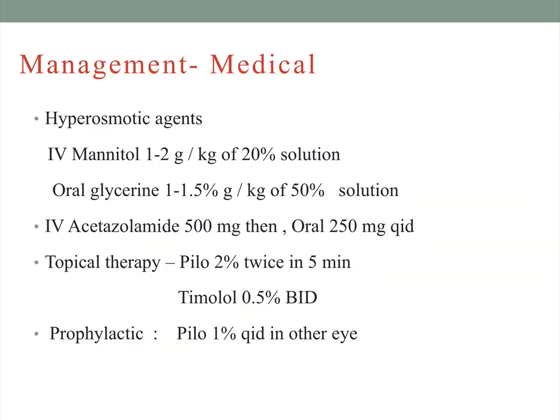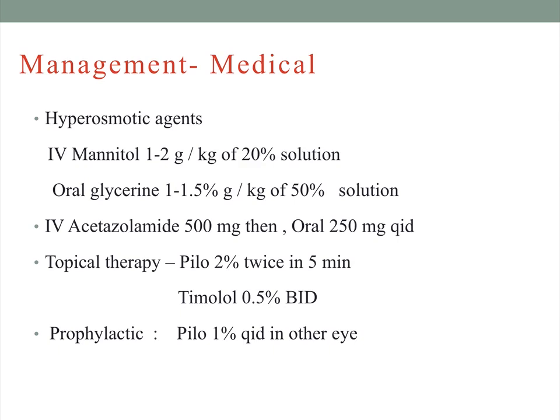Medical management of primary angle closure is to reduce intraocular pressure with the help of hyperosmotic agents. IV mannitol 1 to 2 gram per kg of 20% solution is started immediately to reduce intraocular pressure. If mannitol is not available, then oral glycerin may be used with a dose of 1 to 1.5 gram per kg of 50% solution. IV acetazolamide 500 mg can be given, and then patient is shifted to oral 250 mg QID.